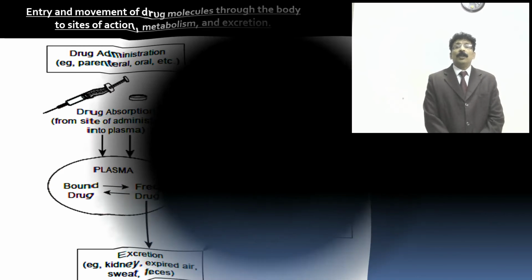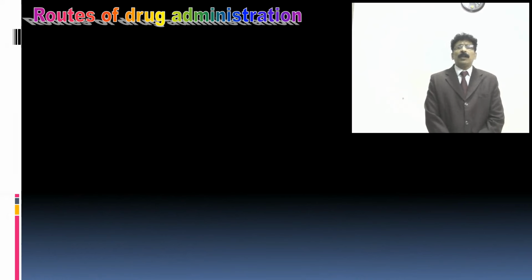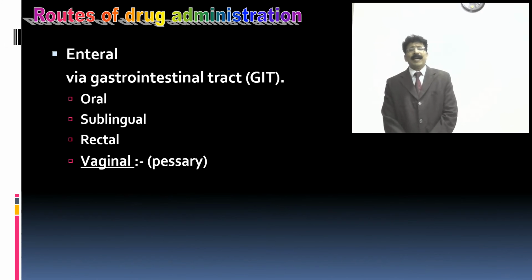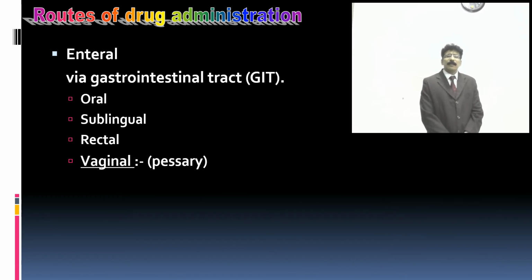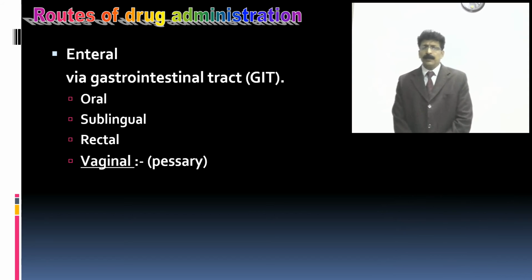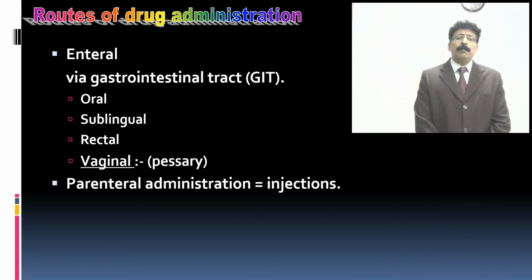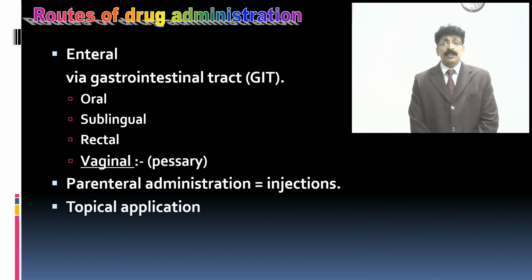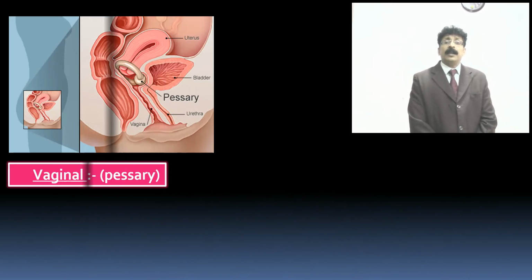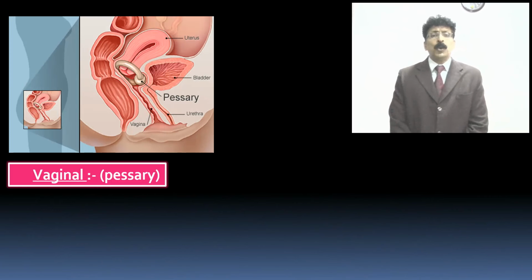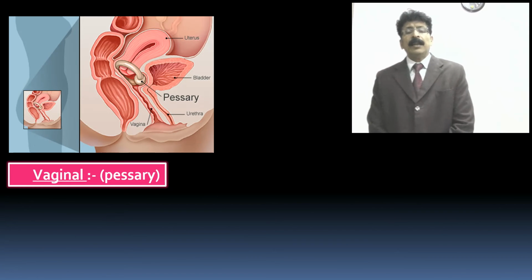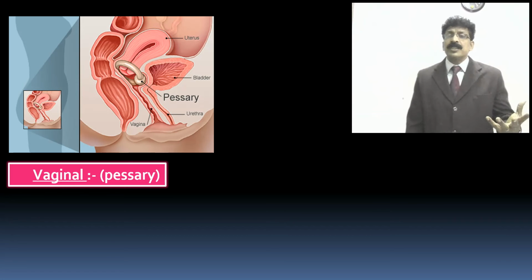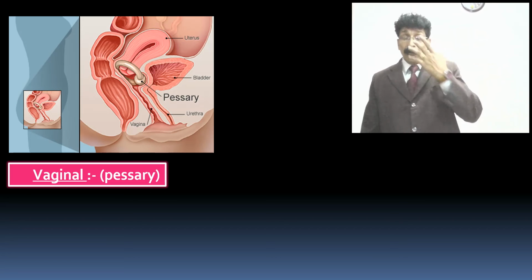So this is just to have an idea about routes of drug administration. We can see the internal route, via the gastrointestinal tract: oral, sublingual, rectal, vaginal pessaries. And parenteral administration by means of injection. Topical applications by semi-solid applications can also be done, and even liquid. This is an example to show you vaginal pessaries, how they are kept. There are rings, tablets, sponges, contraceptives, and also vaginal condoms.